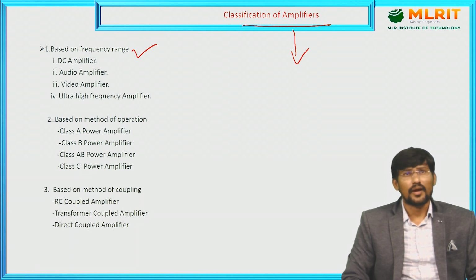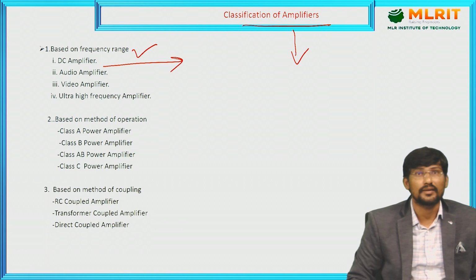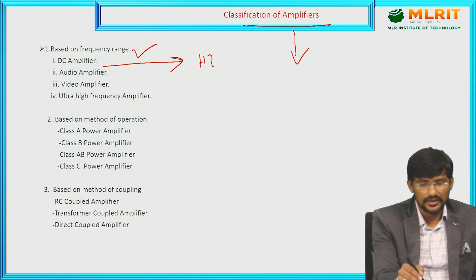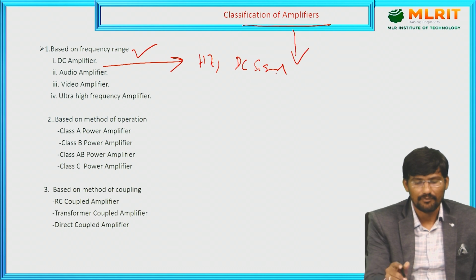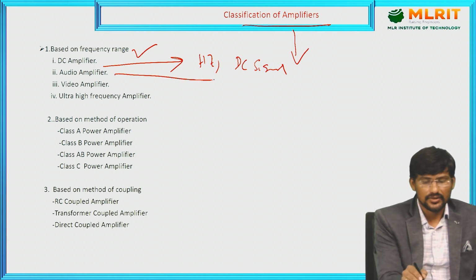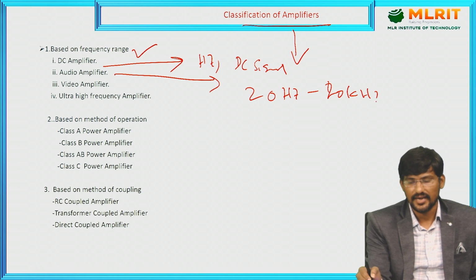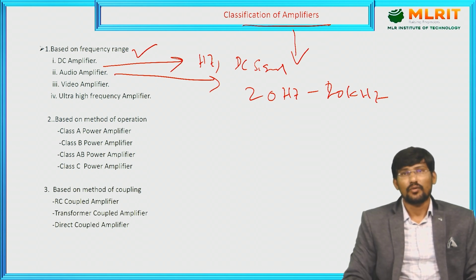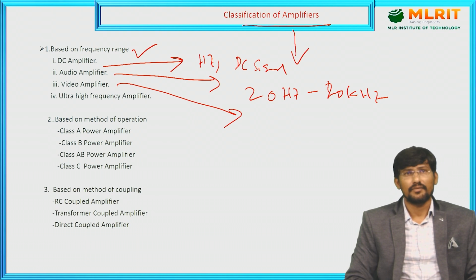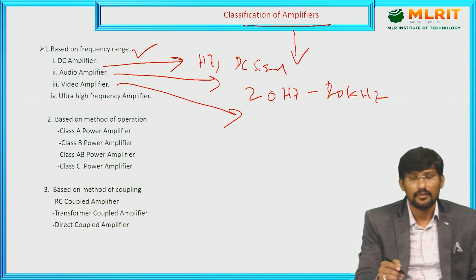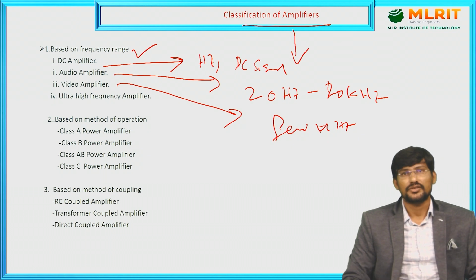Now what type of amplifiers can we design on different frequency ranges? First one is the direct coupled amplifier. Direct coupled amplifiers are used in the range of a few hertz, or used to amplify DC signals. Next, audio amplifiers are designed to operate in the range of 20 hertz to 20 kilohertz. And video amplifiers are used, like in TV communication. They will be used up to a few megahertz, 0 hertz to a few megahertz range.